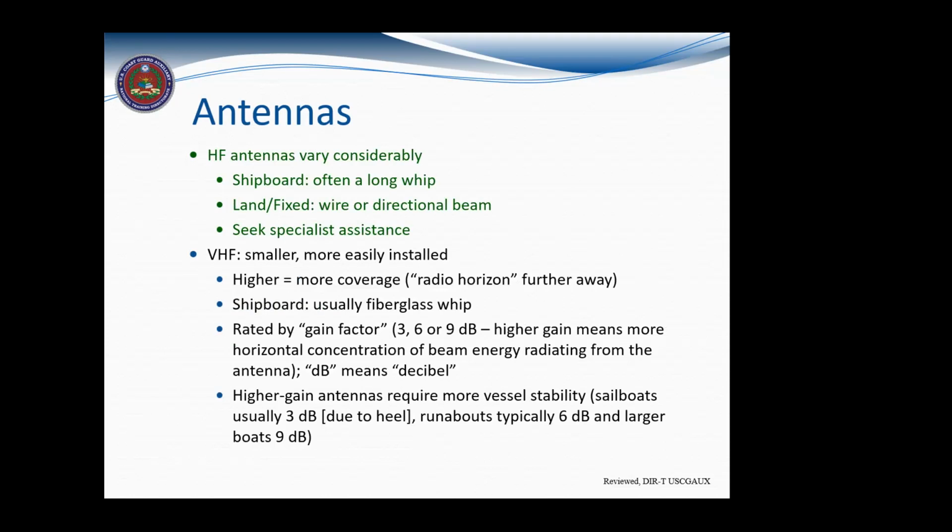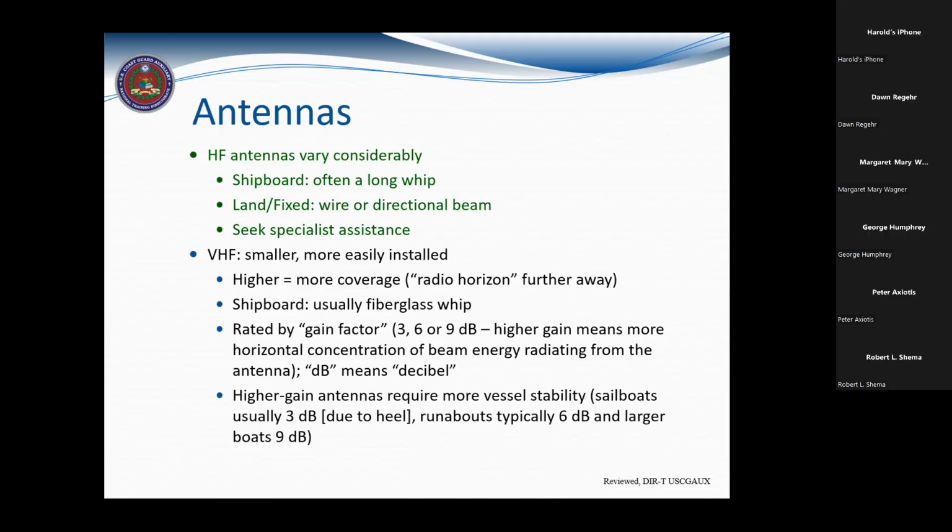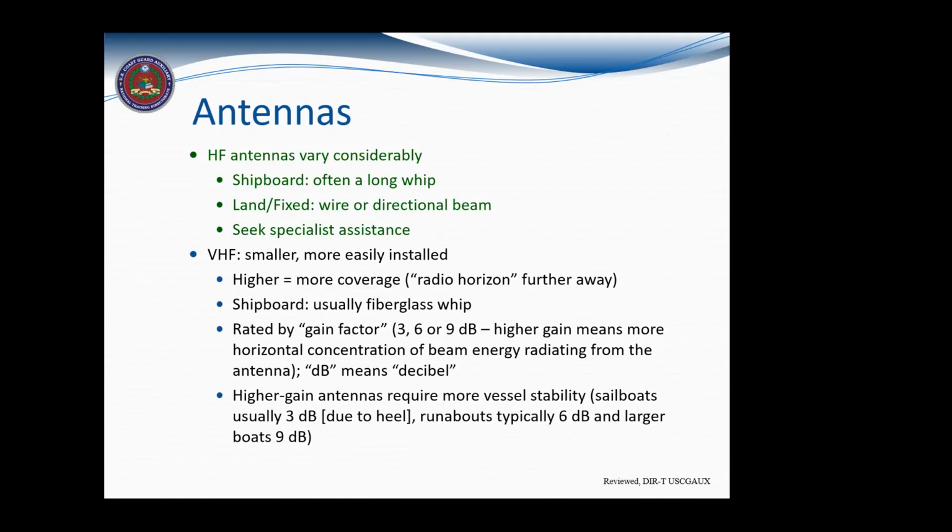VHF antennas can generally be built much smaller. Most of the ones you see on boats are going to be fiberglass with a metal element built into them. They're smaller, they're easier to mount. They will be rated with a gain factor, which we'll discuss again in another slide here. 3, 6, 9 are the common ones. You might even have a 1. The higher the gain, the more focused the signal. Not always a good thing.